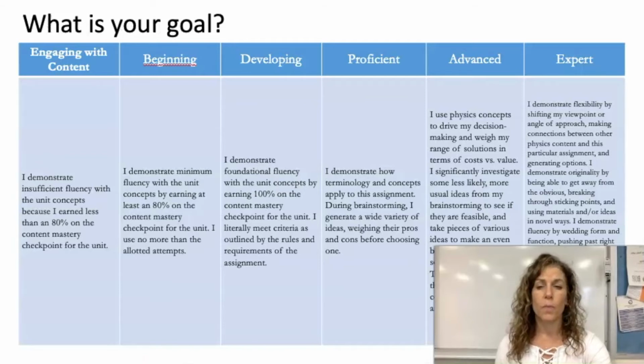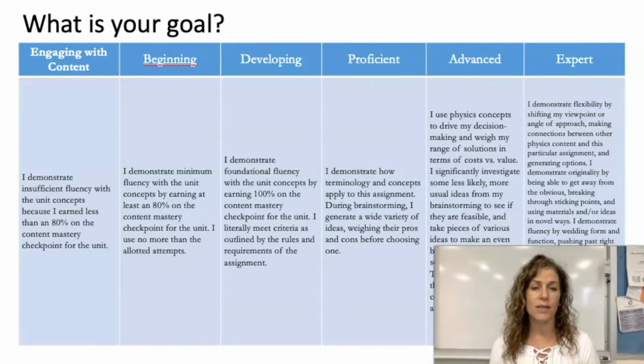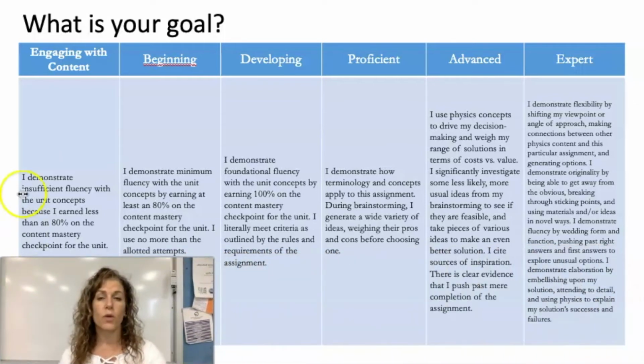So what's the goal? Right, so we've got 2 standards you're going to be assessed on. One is the engaging with content standard in our class, and the other is the engineering design cycle. So here is the standard, and we'll go through all of it. You've seen it before. We've been working all year on just getting to developing using the content mastery checkpoints. So that's making sure that you understand the meaning of all the terminology and that you have some expertise with it. And then we're going to go through how you get to proficient and advanced and expert in a minute.